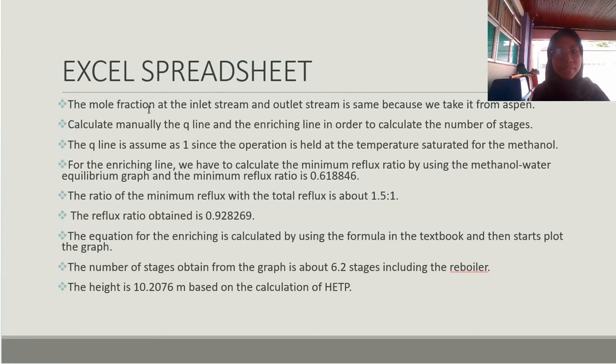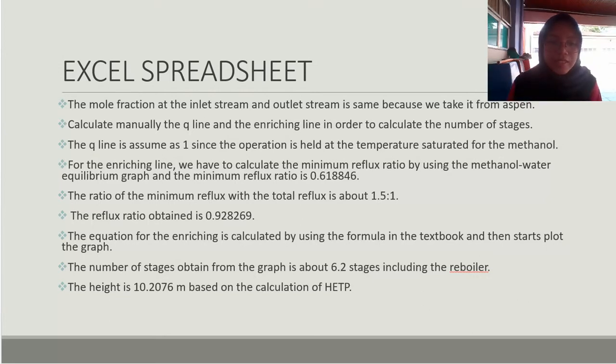For the enriching line, we have to calculate the minimum reflux ratio by using the methanol-water equilibrium graph, and the minimum reflux ratio is 0.9161846. The reflux ratio obtained is 0.928296, and the equation for enriching is calculated by using the formula in the textbook. The number of stages obtained is 6.2, including the reboiler, and the height is 10.2076 meter. Okay, so I will proceed with what Fatihah has said.